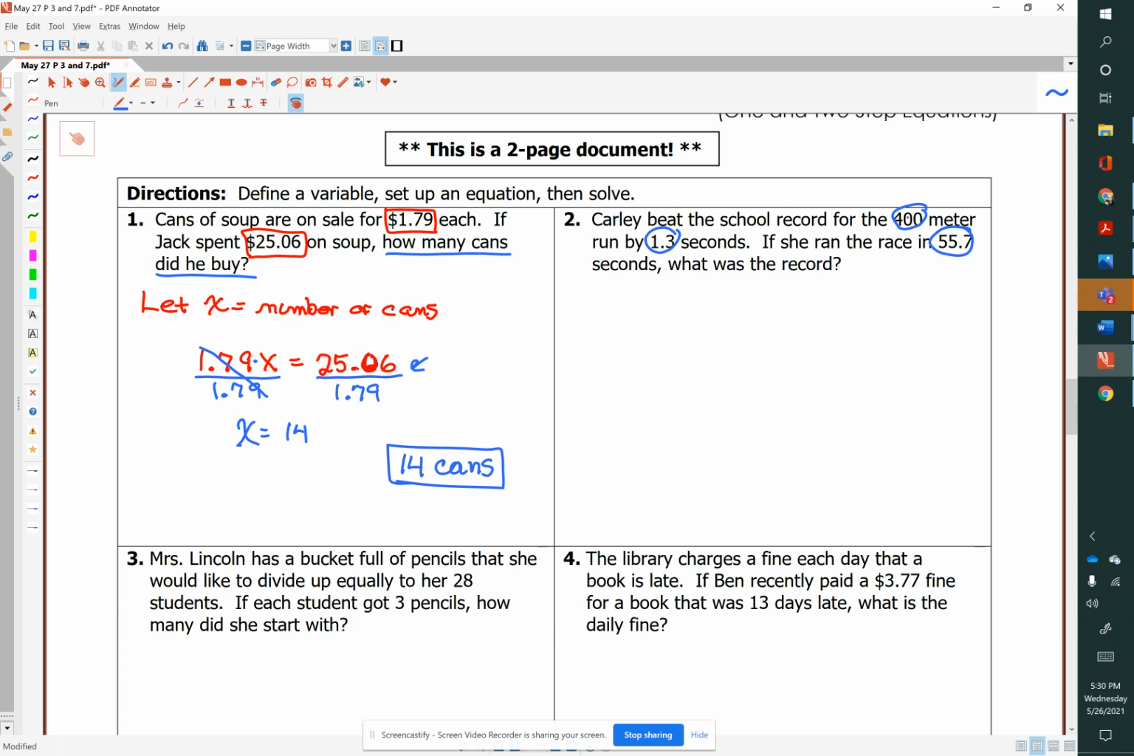The 400 refers to the type of race. That number is not important to our problem. Let's just think she ran a race. That's all we need to think about with that. Now, she ran it faster than someone else who held the record. And we want to find out what was the record. So we're going to have to let x equal the previous record.